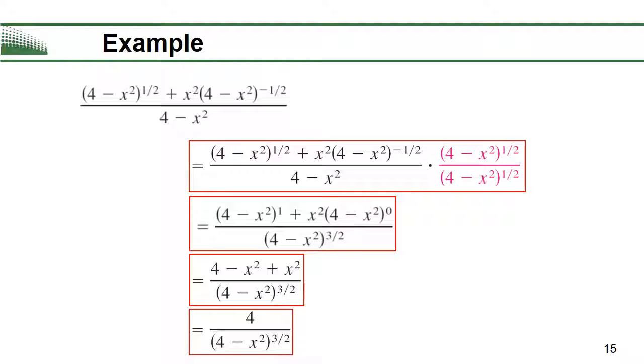Okay, the third line down, we're just cleaning that up a little bit. That gives us 4 minus x squared plus x squared. And then on the bottom, we have 4 minus x squared to the 3/2. And then finally, the minus x squared and the plus x squared cancel out and just leave us with 4 on the top, 4 minus x squared to the 3/2 on the bottom.